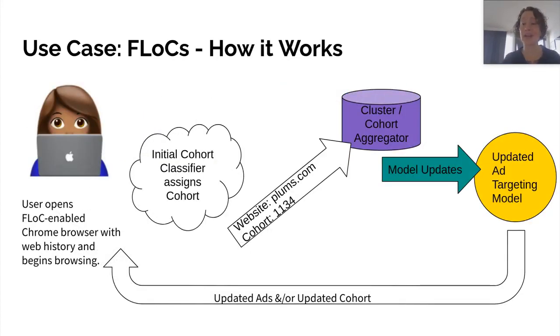Let's take a look at how it works and what the federated learning part of it is. Well, the first thing that happens when you open up a FLoC-enabled Chrome browser is you get assigned a cohort if you don't already have one. This is probably an iterative process. Those details weren't shared, but it's likely that my cohort will change over time, because obviously my interests and my browsing change over time.